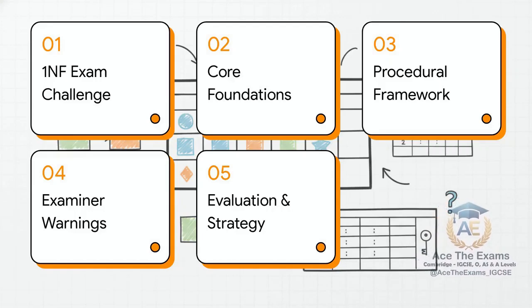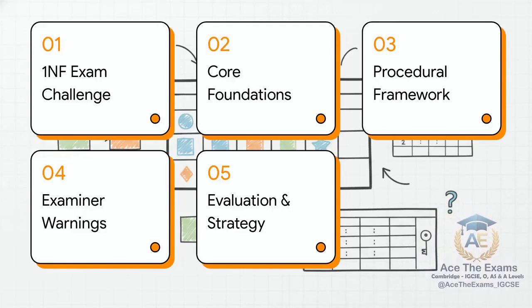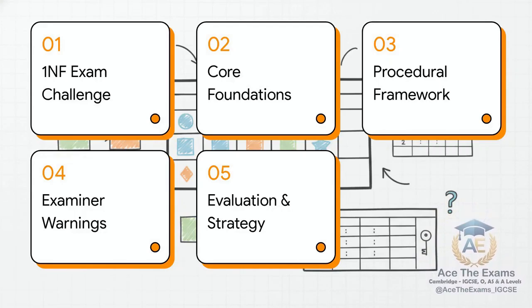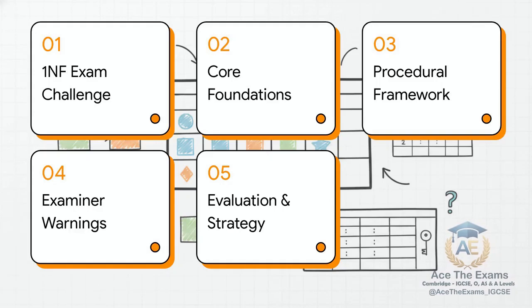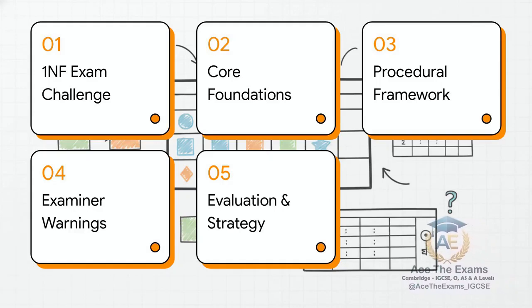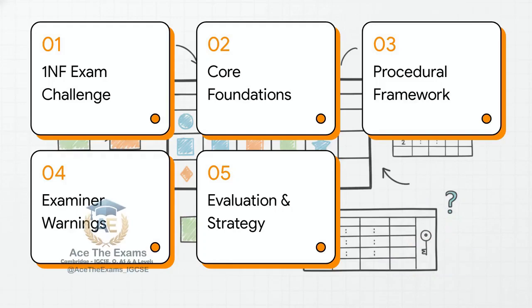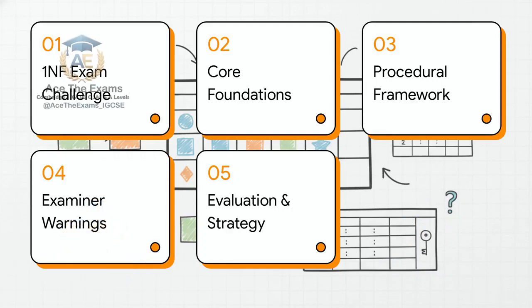Level 1 is the 1NF exam challenge, where we identify exactly why students lose marks. Level 2 is core theoretical foundations, where we look at what the examiners are actually begging you to write. Level 3 is the procedural framework, introducing the exact system to secure every single method mark. Level 4 dives into top examiner warnings, those hidden traps you have to avoid. And finally, Level 5 is evaluation and strategy, where we put it all together to maximize your final score.